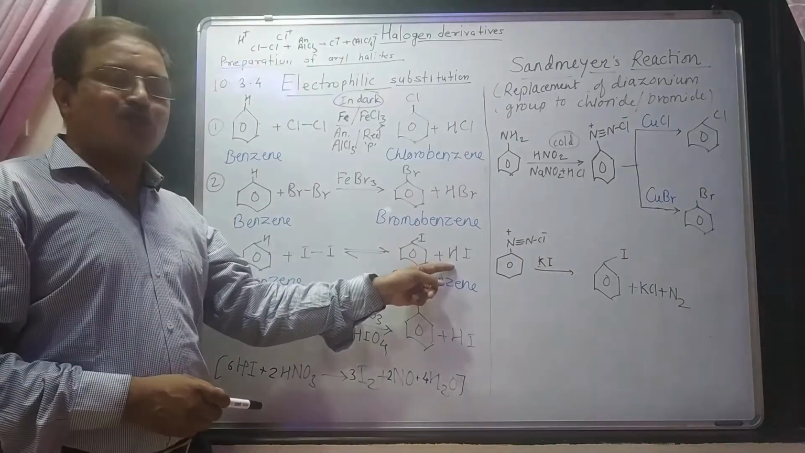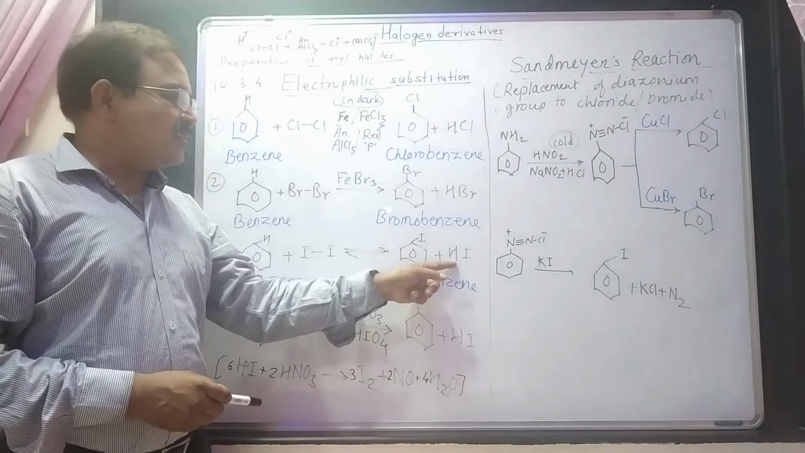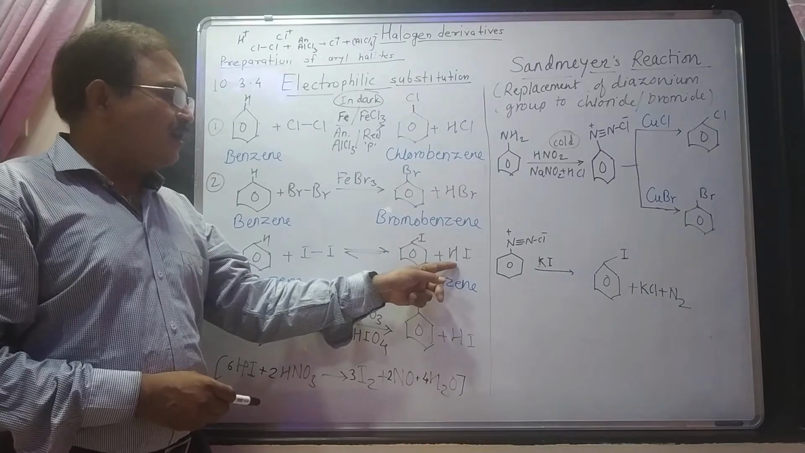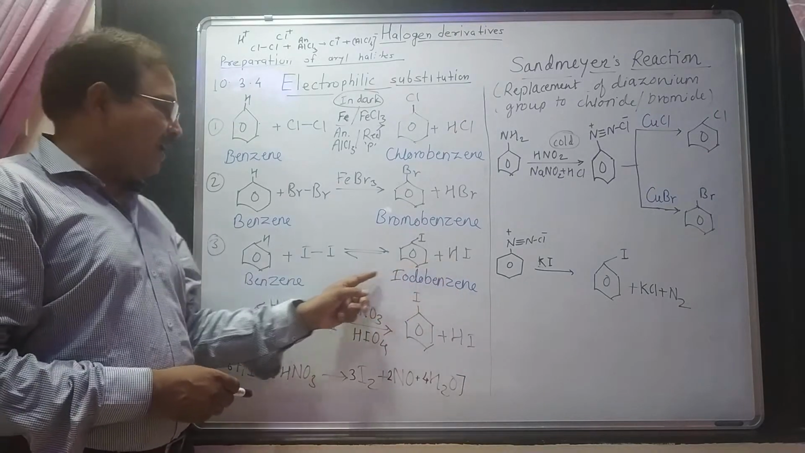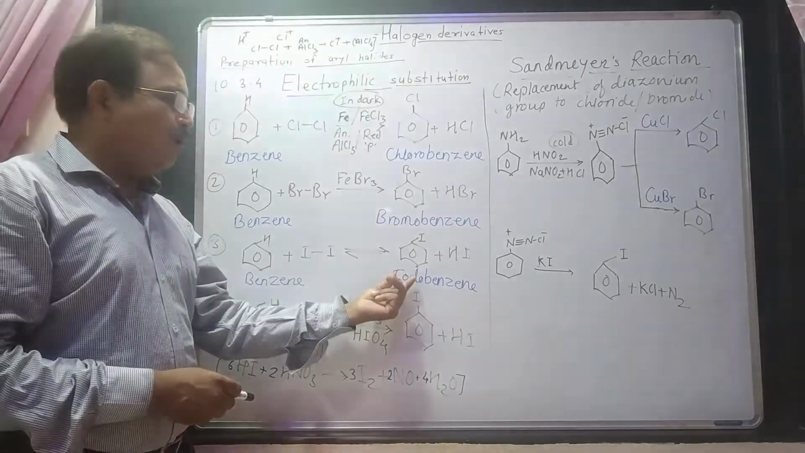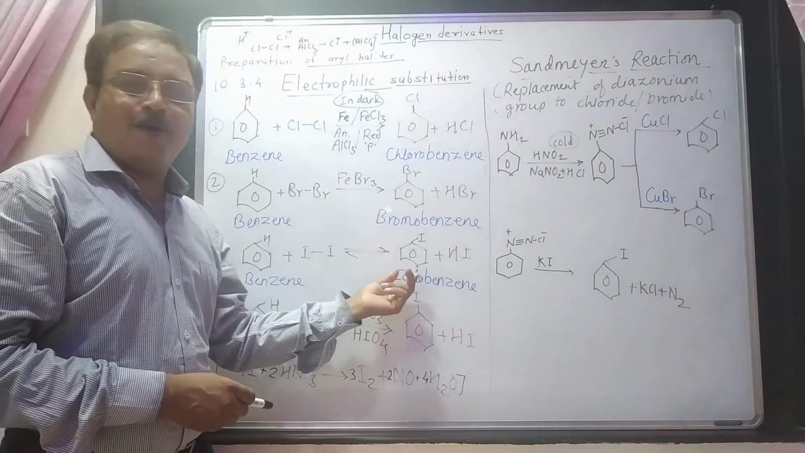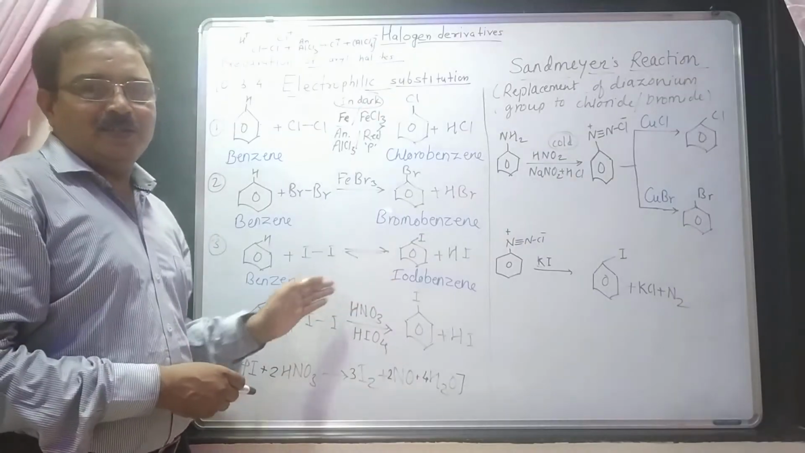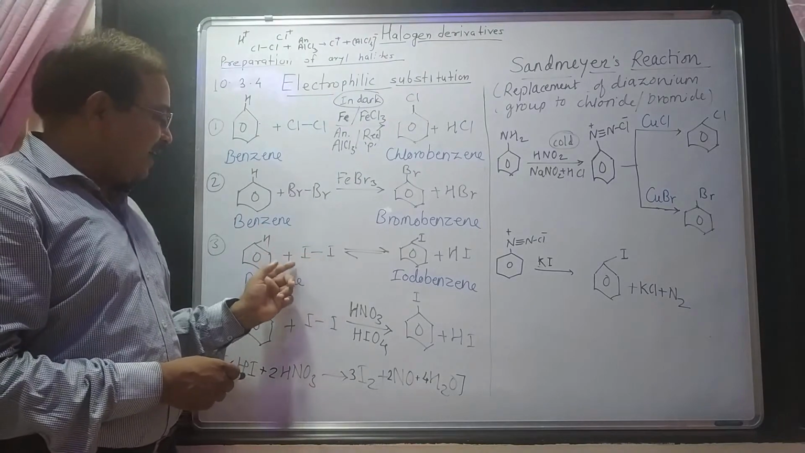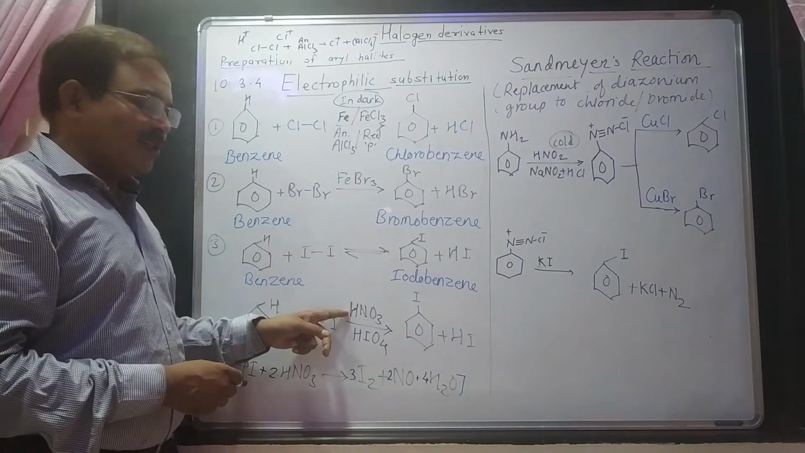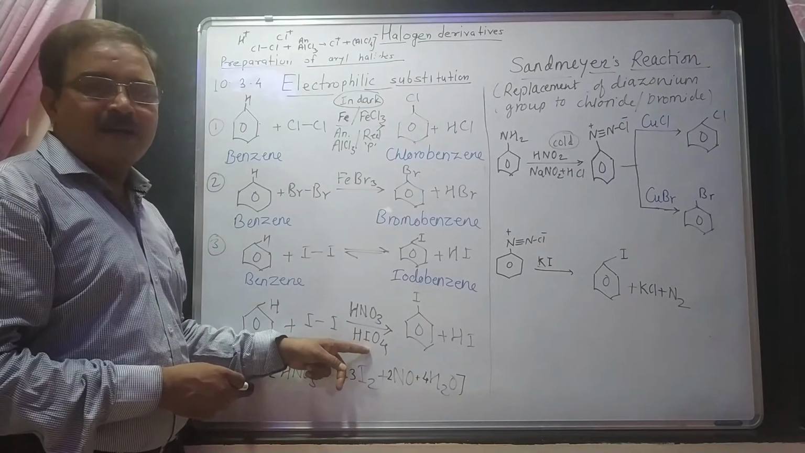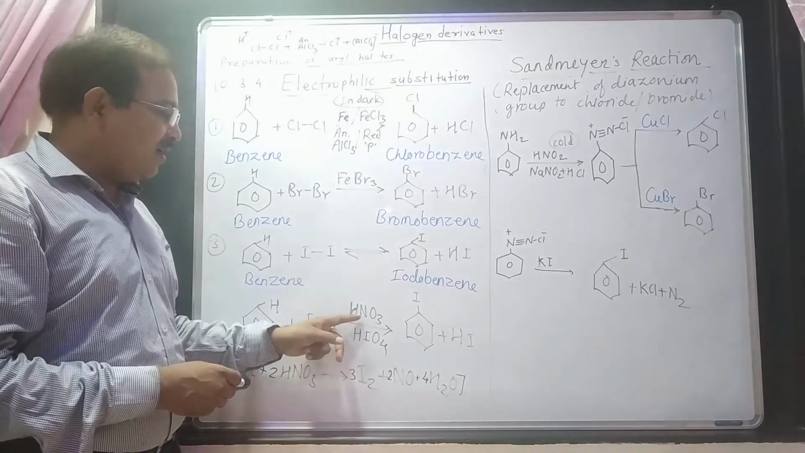So HI is a strong acid. As this is a strong reducing agent, this will provide hydrogen to iodobenzene, and again I2 and benzene will form. So a higher yield of iodobenzene cannot be obtained in this reaction. And how to minimize this drawback? We can carry out the same reaction in presence of HNO3 or HIO4, that is nitric acid or periodic acid.